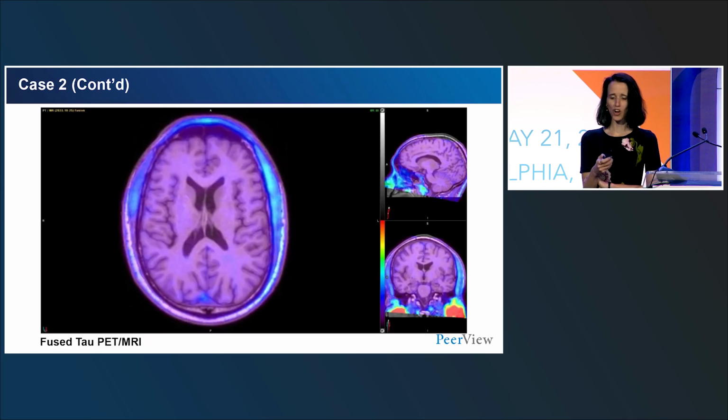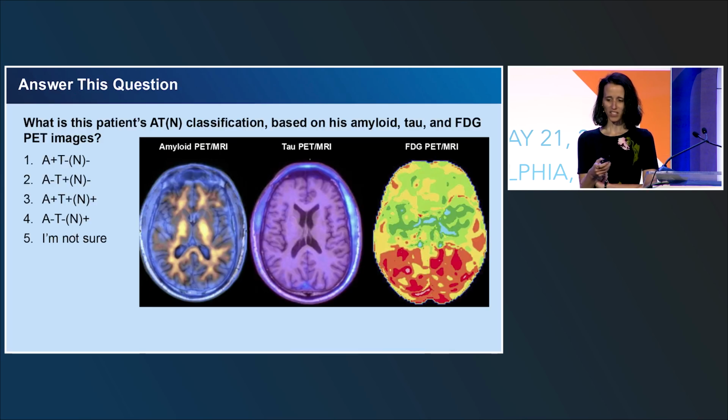So the patient also went on for a flortaucipir PET MRI, and just looking at the available slices that we have here, we really don't appreciate any significant tau tracer uptake in the brain parenchyma at all. So with that, we again have the same question. What is the patient's ATN classification based on his amyloid, tau, and FDG PET images?